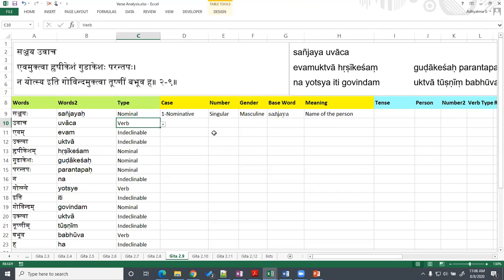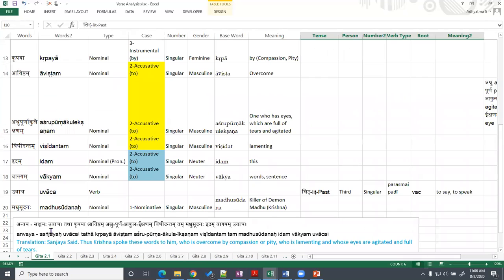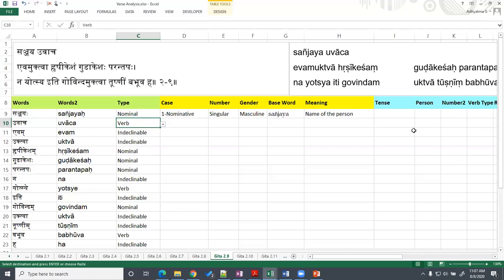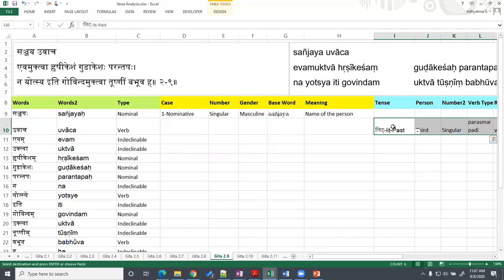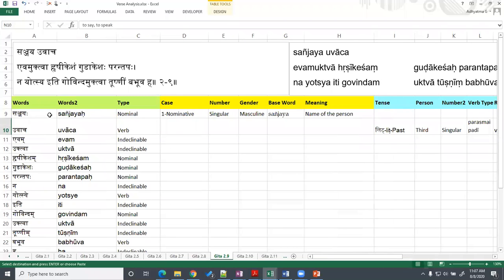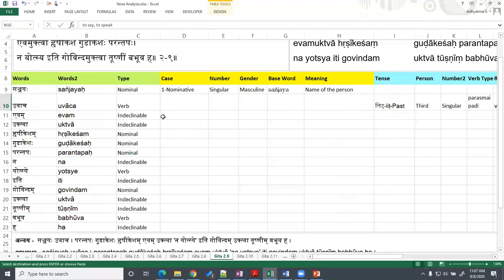Uvacha is a verb form, and this has been quite common, like right from the verse 2:1 we had this Sanjaya Uvacha, the same verb form we had in the verse 1. This is a lit past tense, third person, singular, parasmaipadi, and the root is vach, means to say, to speak. So this becomes essentially one sentence. Sanjaya Uvacha. Sanjaya spoke, or Sanjaya said. And then what did he say? So that is the next.